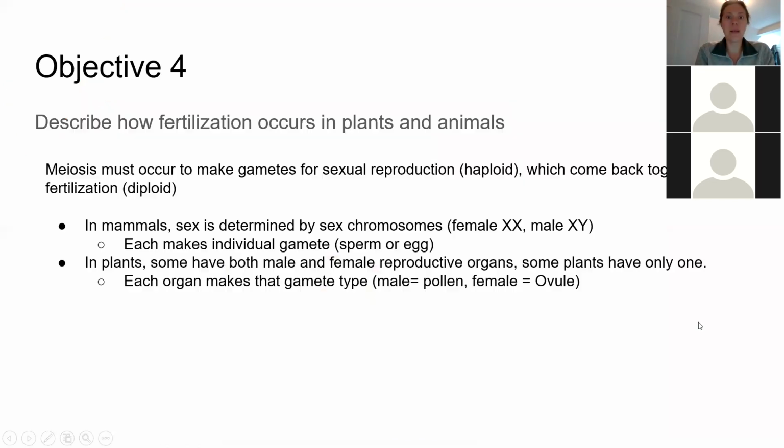Last but not least, in the 4th objective, they want you to be able to describe fertilization in plants and animals and be able to, again, think about some of the similarities and differences. So big things we have here, and when they say animals, think mammals. Mammals have sex chromosomes. So females are XX, males are XY. When they go through meiosis, you're going to end up with the gametes being egg from the female and the gametes being sperm from the male.